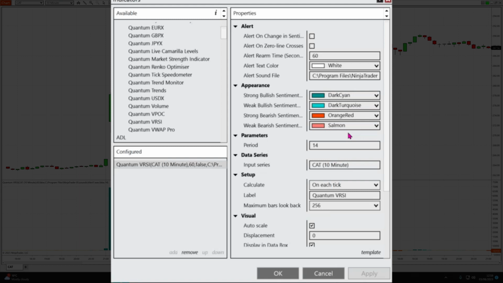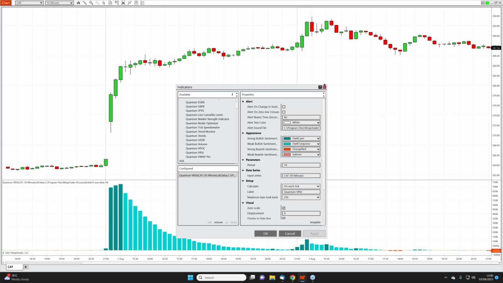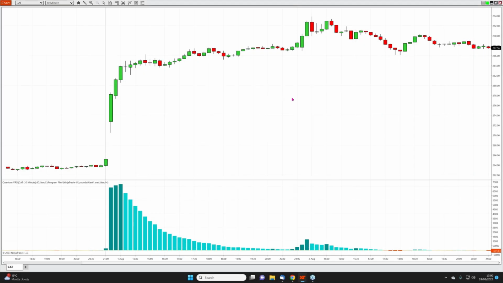That is the first element of the indicator, in that it is color coordinated. So we have the colors transitioning from whether we are seeing strong pressure, pressure falling away, increases in pressure, and decreases in pressure.